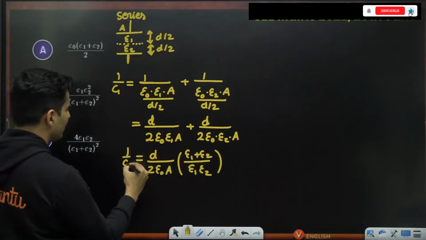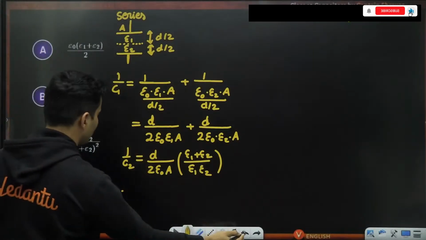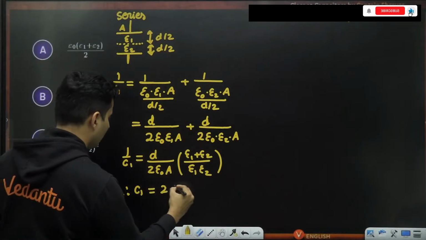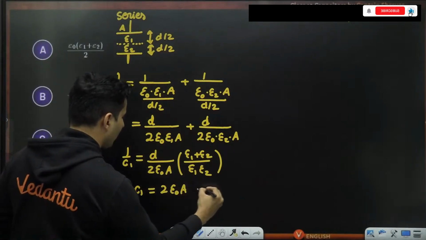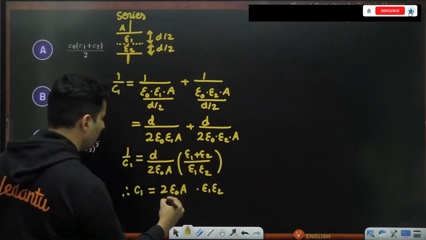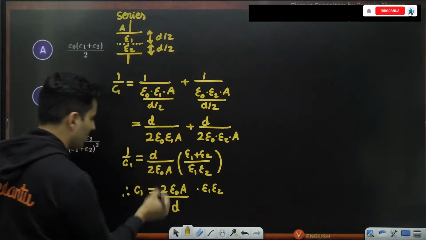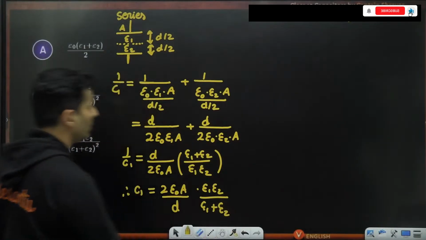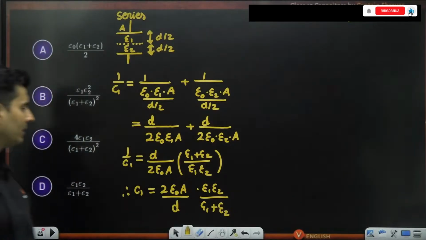That is 1 by C1. Therefore, C1 will be 2 times epsilon naught A into epsilon 1 epsilon 2, divided by D because I have taken the reciprocal, divided by epsilon 1 plus epsilon 2. That is what I will get.